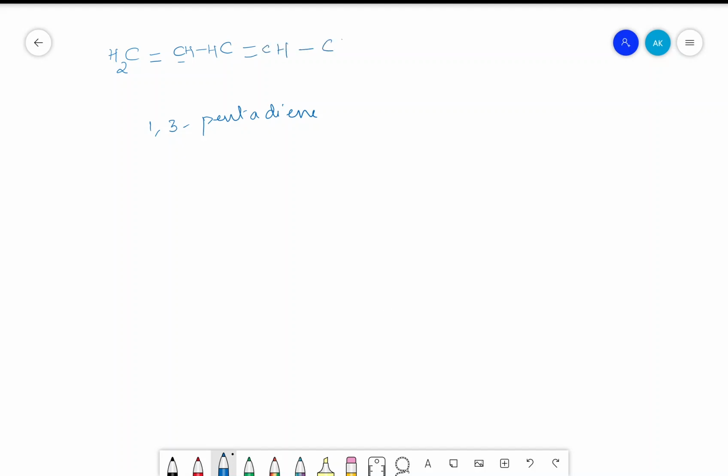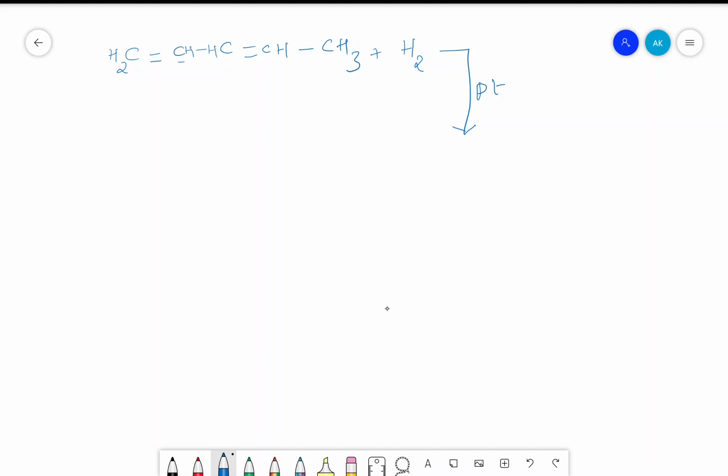CH double bond, sorry, single bond CH3. So we have this compound that is 1,3-pentadiene. This 1,3-pentadiene undergoes hydrogenation in the presence of a catalyst. It can be platinum, it can be palladium, it can be any metal. So this is catalytic hydrogenation.